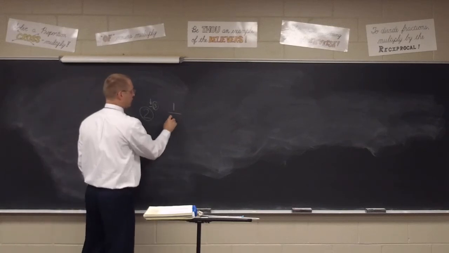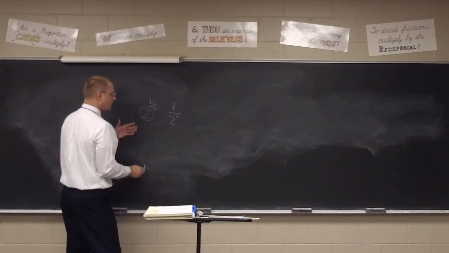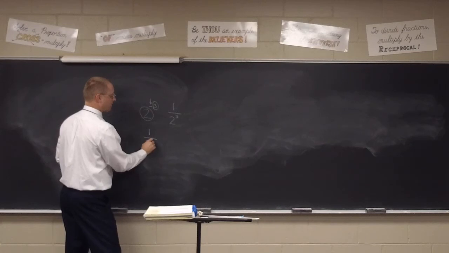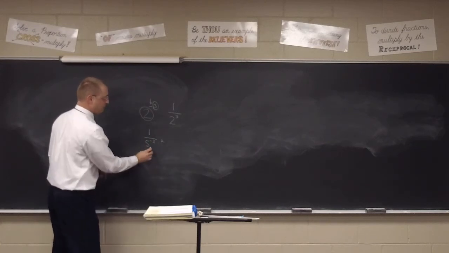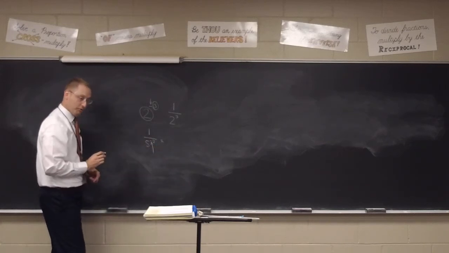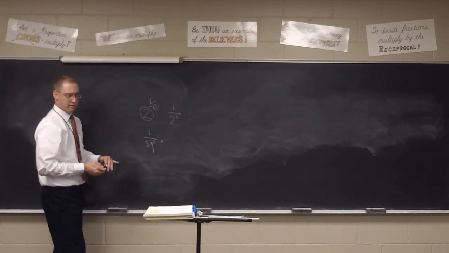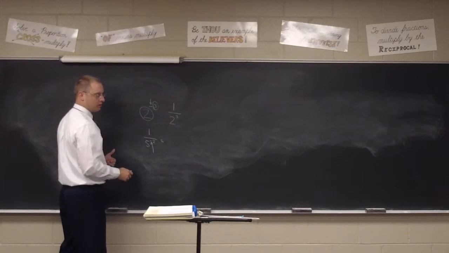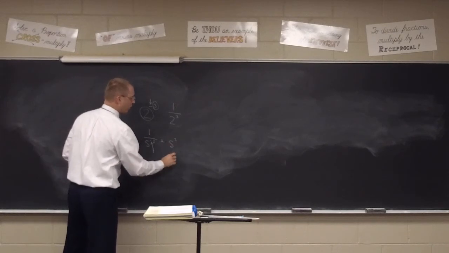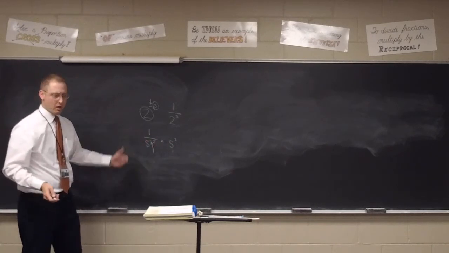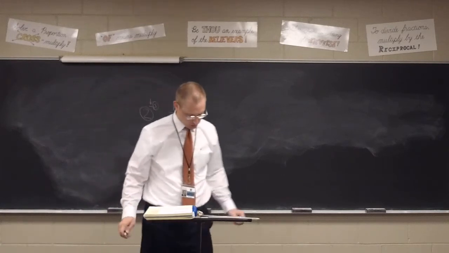So 1 over 2 cubed, right? Unless it was like 1 over 5 to the negative second. Well, again, this means the reciprocal of 1 over 5 squared. Since it's already under 1, I would take a reciprocal by putting it as 5 squared over 1, or just 5 squared, okay? But negative exponent means reciprocal.